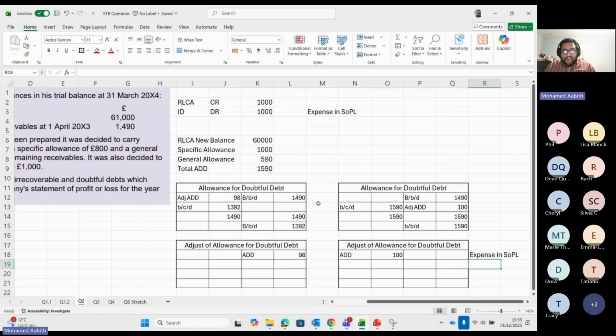Please remember guys, the adjustment account is the only one that can go both sides. The allowance for doubtful debt will always remain on the credit side. That entry is always a credit amount, the balance. But the adjustment will either increase or decrease it. We're going to see in this question now.